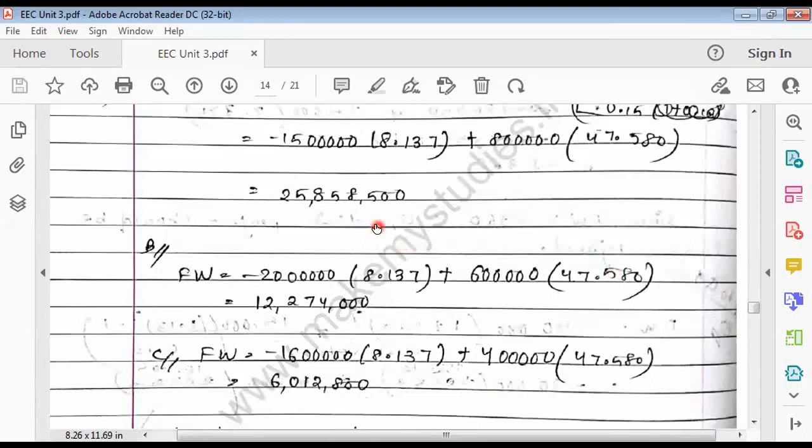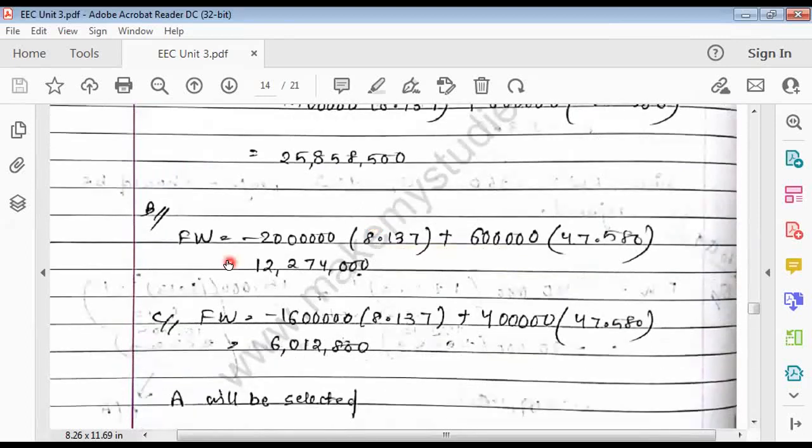So 2 crore 58 lakh 58,500. Now, that is exactly what has been done for B and C. FW is minus 20 lakh single-time investment, so the first formula has been used, whose value is 8.137, plus 6 lakhs. The company expects to get 6 lakhs every year for the next 15 years, a case of annuity, so accordingly the second formula has been used, whose value is 47.580. And its FW value is 1 crore 22 lakhs 74,000.